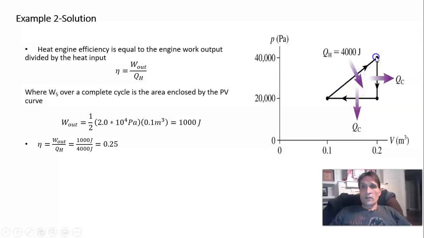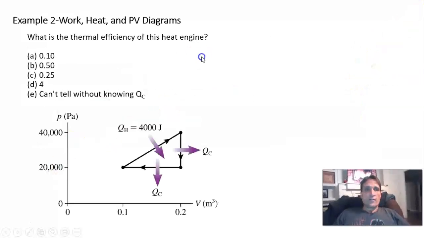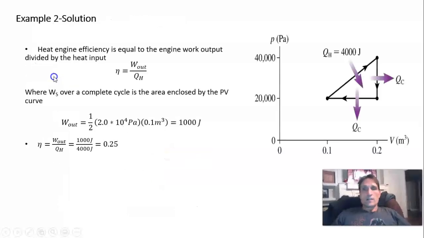And so this is a triangle, and so it's 1/2 times the base times the height. The base is 0.1 meter cubed, the change in the volume. And the height is 20,000 pascals, or 2 times 10 to the 4 pascals. And so 1/2 of base times height is 1,000 joules. So 1,000 joules of work is the output of this heat engine. Okay. So QH, the heat in, is 4,000 joules, and so 4,000 joules in, 1,000 joules of work out. The heat engine is 25% efficient, and so the answer is C.